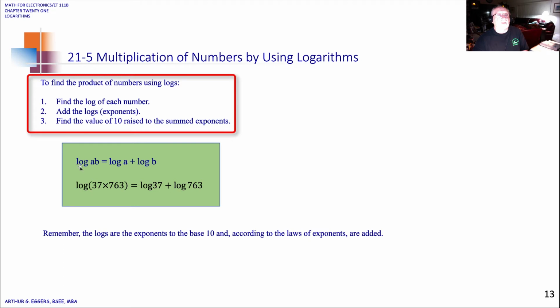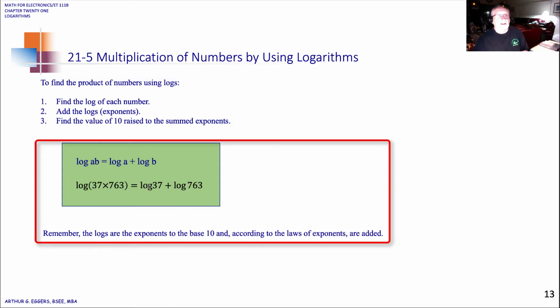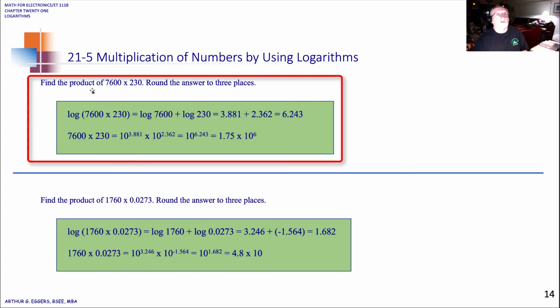Since we can use the rule that says the log of AB is equal to the log of A plus the log of B, we could put the problem together just like this. Split the two terms up, 37 times 763, take the log of each value, and you would come up with the solution for the log of the product. If we take a look at an example here, we have the product 7,600 times 230, and we want to take the log of that. Again, we can turn it into an addition, adding the two terms together. The log of 7,600 is 3.881. The log of 230 is 2.362, which gives us a value of 6.243. So if we sum the two values together, this is our solution.